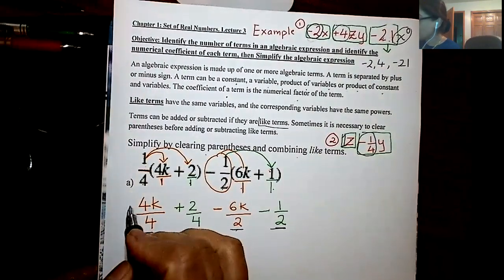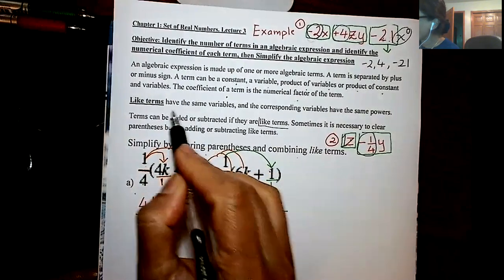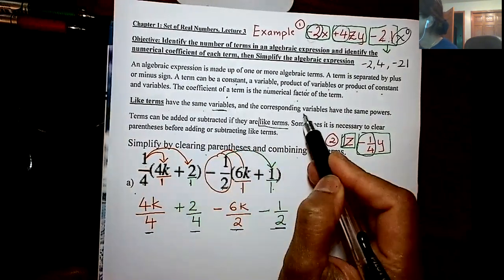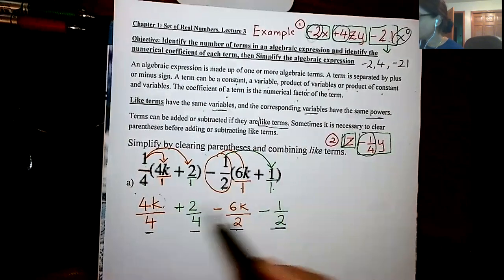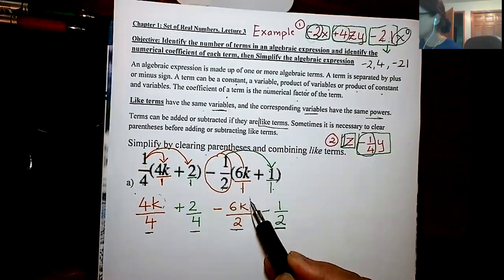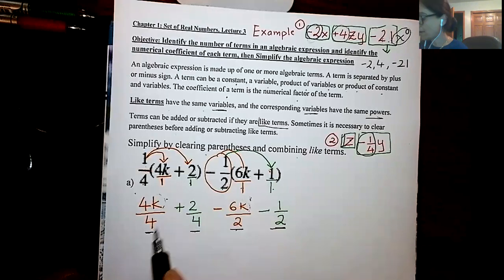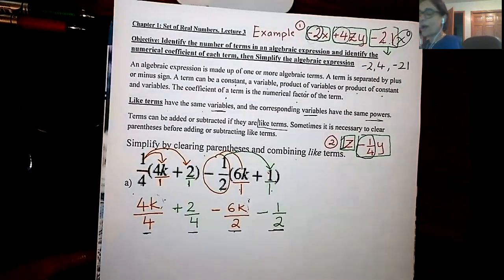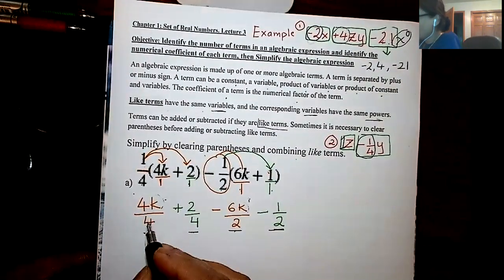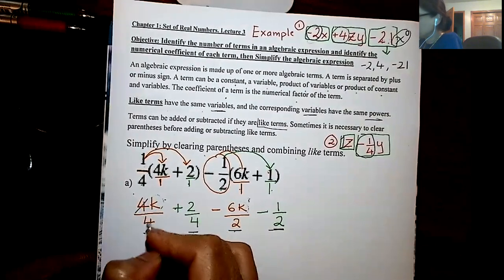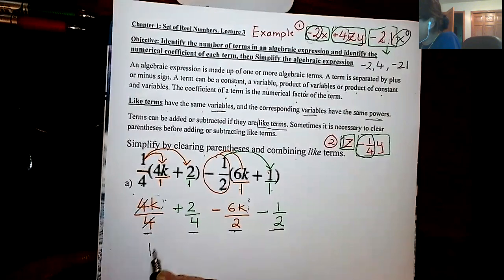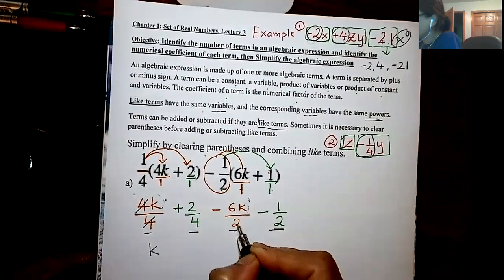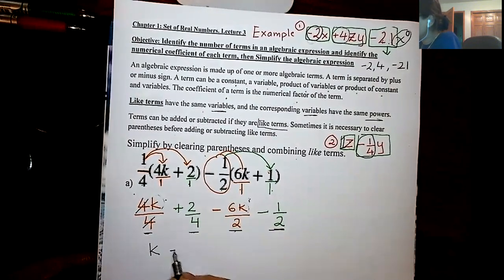Now I will combine. What are like terms? They have the same variable, and the variable has the same power. So this has a k and this has a k. This is k to the 1 power, k to the 1 power. So they both are alike, so I can combine them. Before I combine, I will simplify this. 4 times is divisible, I'm just left with k. 6 divided by 2 gives me 3k.